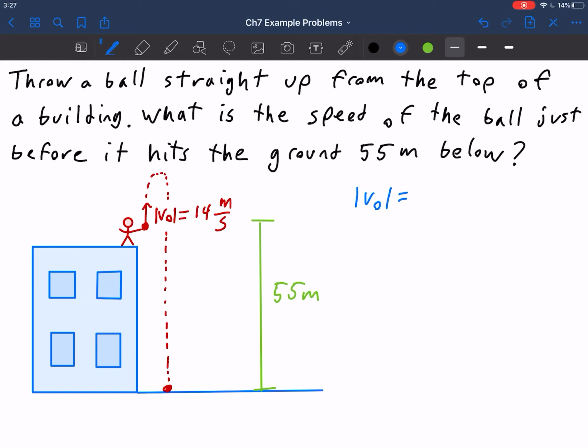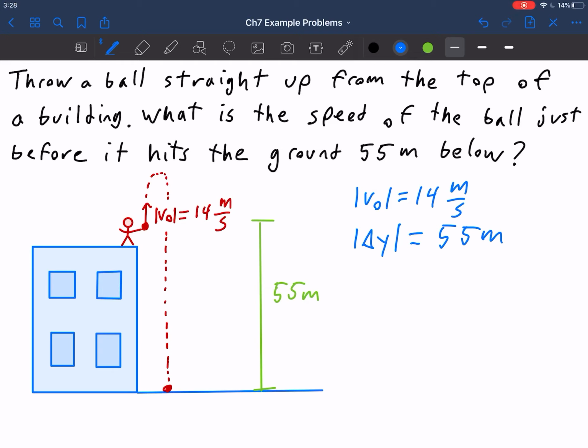They told us, at least in the diagram here, that the initial speed of the ball is 14 meters per second, and they told us that the ball is 55 meters above the ground. So that means the magnitude of the displacement of the ball in the y direction is equal to 55 meters. In order to define more of our knowns, we need to define a coordinate system, right?